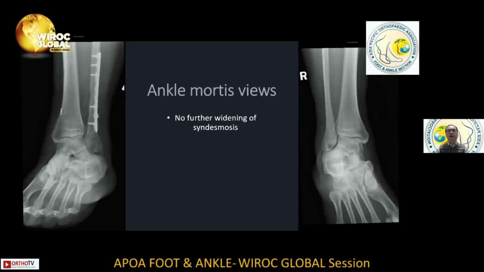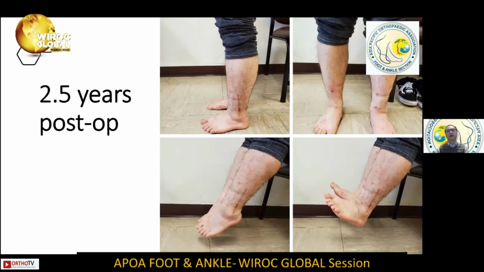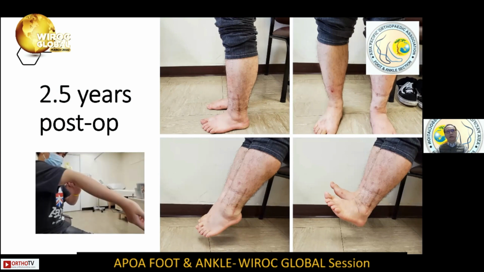syndesmosis. This is the ankle mortise view, which is comparable for both the left and right ankle. This is a clinical photo while he was assessed by us at 2.5 years after surgery. We see that there's no major deformity and the range of motion on both sides is almost the same, although he still has persistent generalized ligamentous laxity.